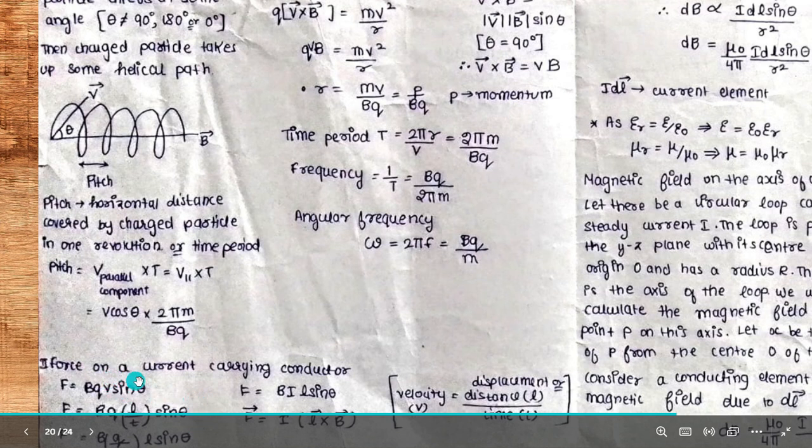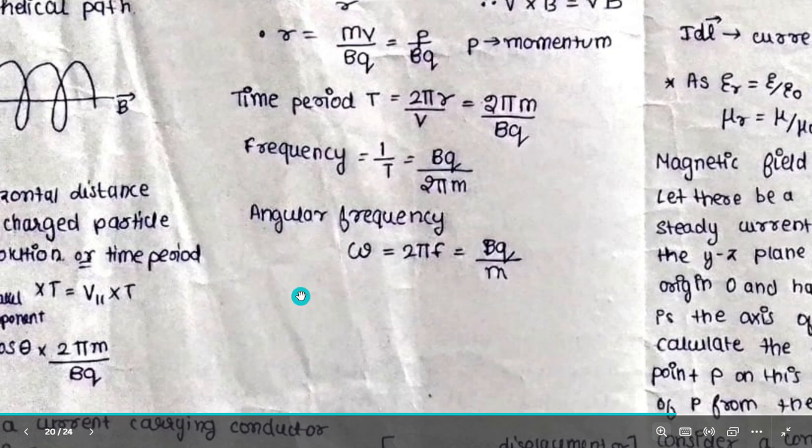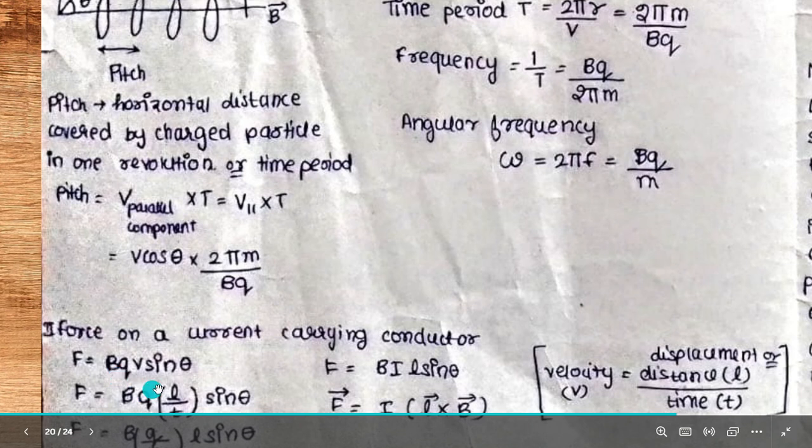What is V? V is velocity. Velocity is distance by time. Now what is the distance we have? It is L. So F is equal to BQ into L by T, velocity written as distance by time.